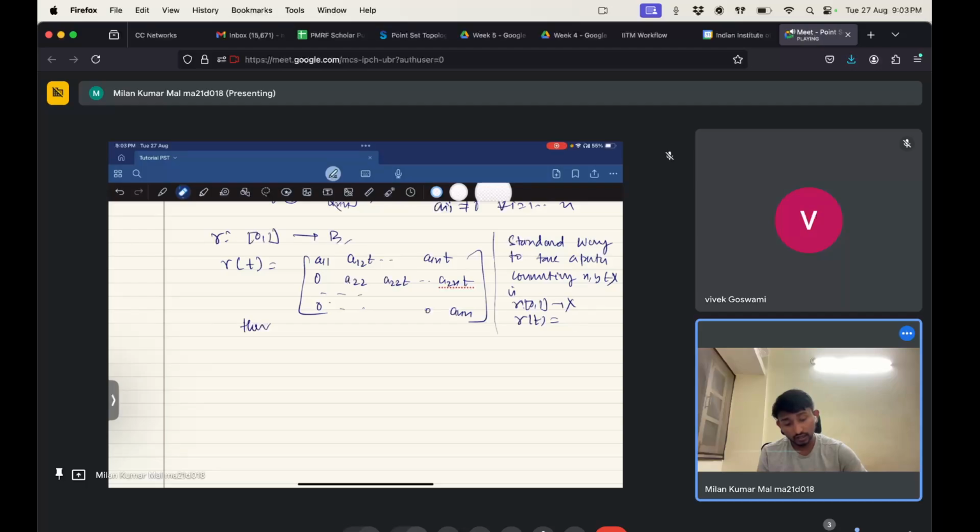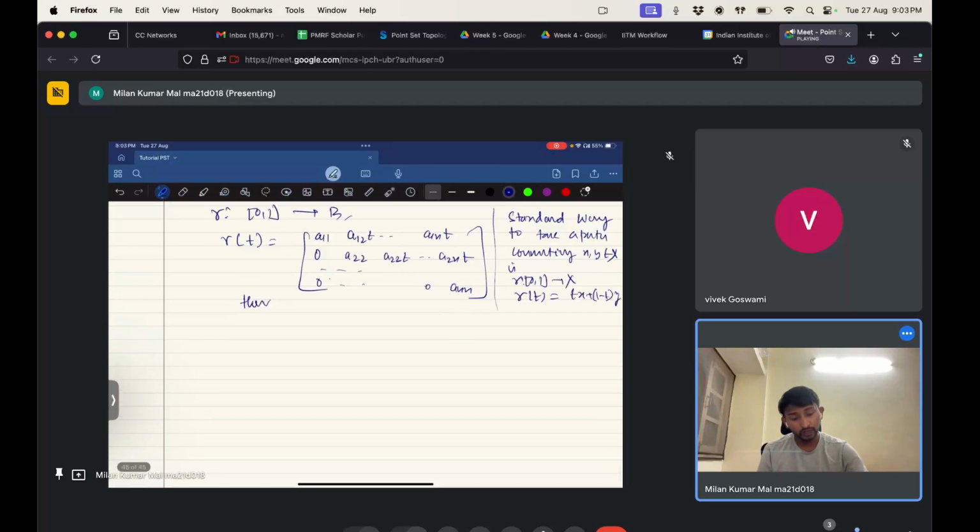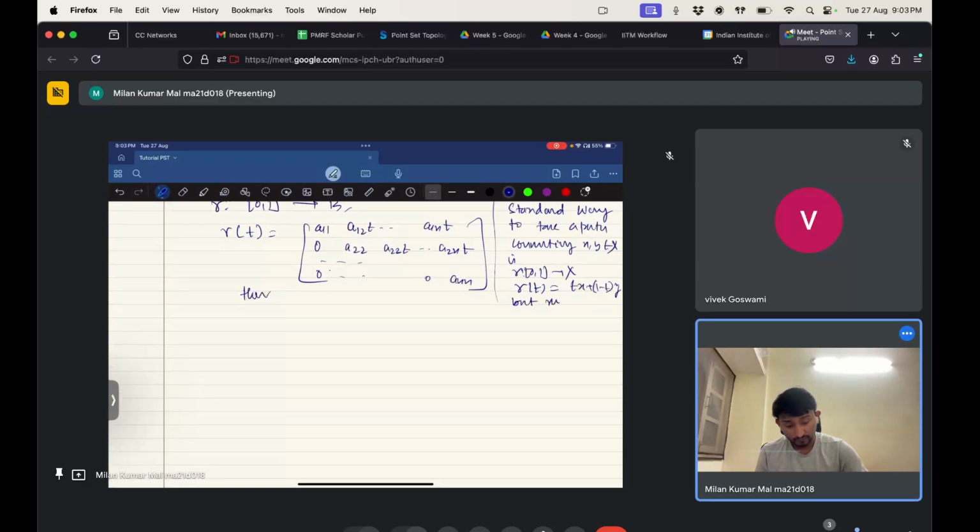This is standard. You are asking now how to take a path. You can remember that tx plus (1 minus t)y, but make sure tx, (1 minus t)y and tx plus (1 minus t)y all make sense, and this sum is again in X. Okay, then you can take this as a path always.